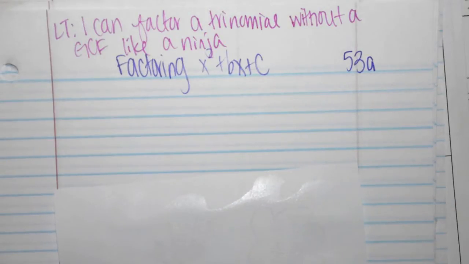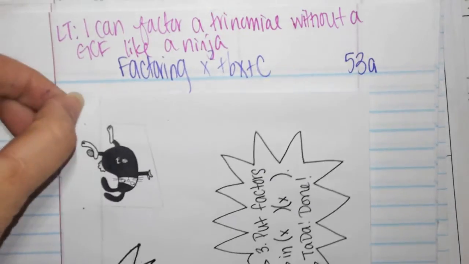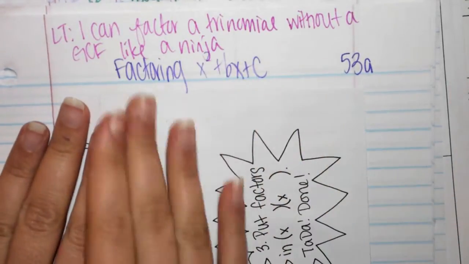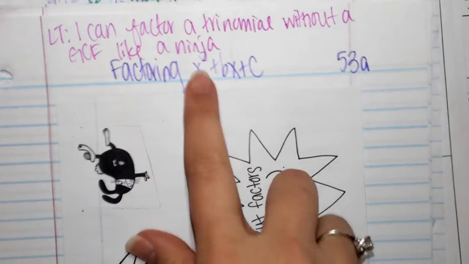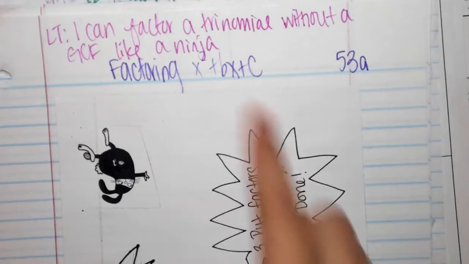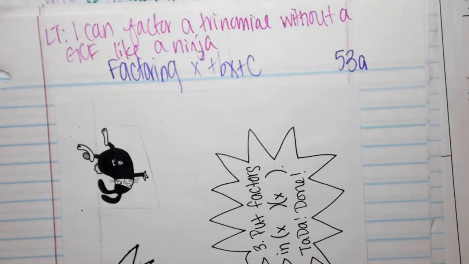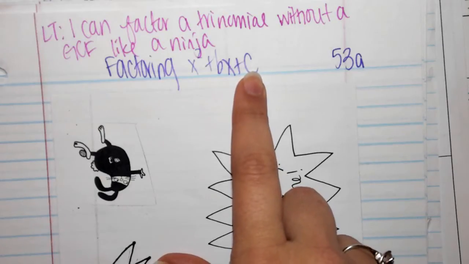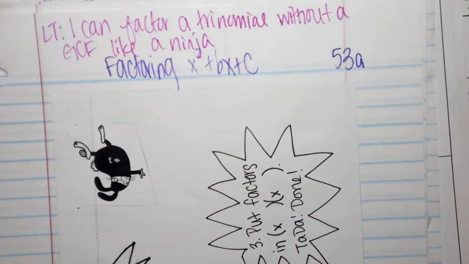Now, today we're going to look at trinomials that do not have a greatest common factor. And it's going to be in the form of x squared plus bx plus c. So we're going to start with a trinomial that looks exactly like this, but we're not going to have a number out front. We do have a number in front of the second term, and we do have a constant, but we are not going to have a number out front.